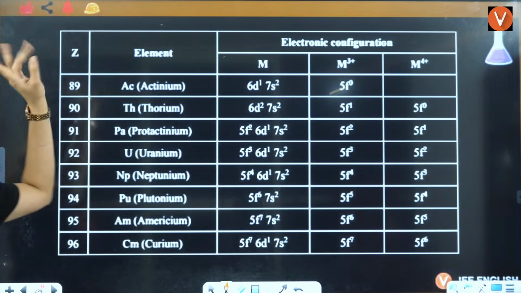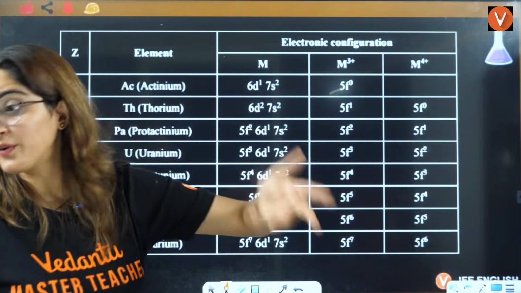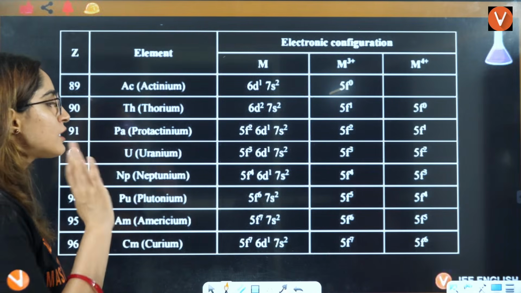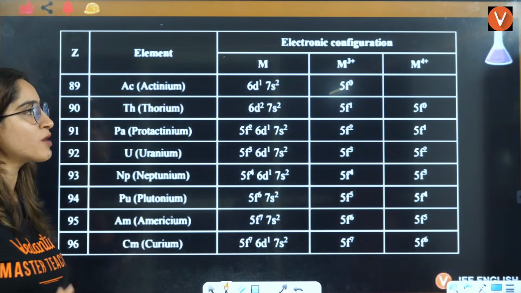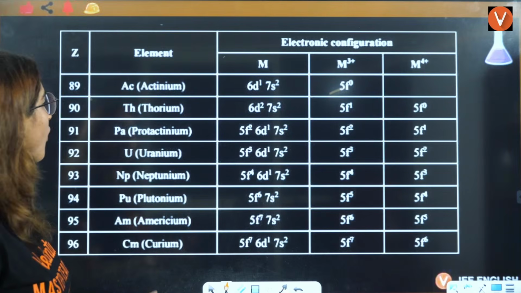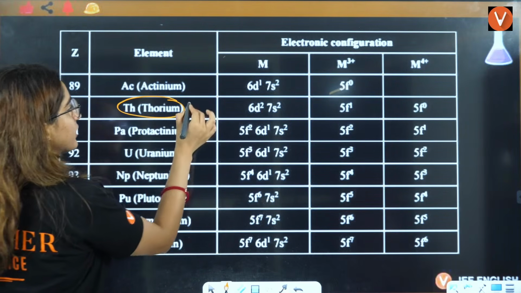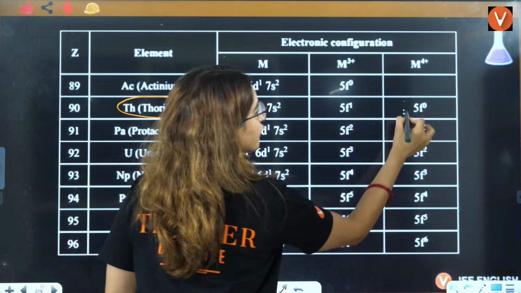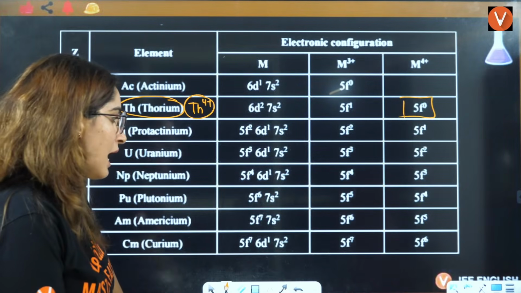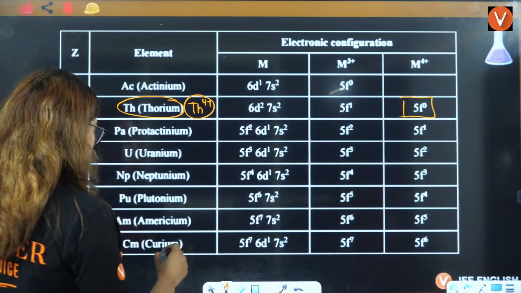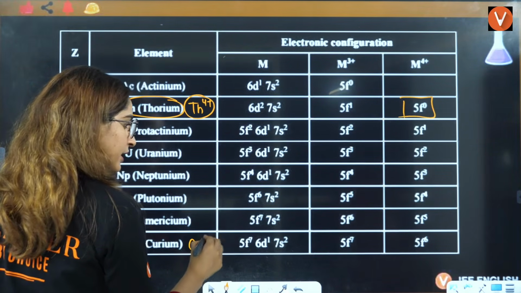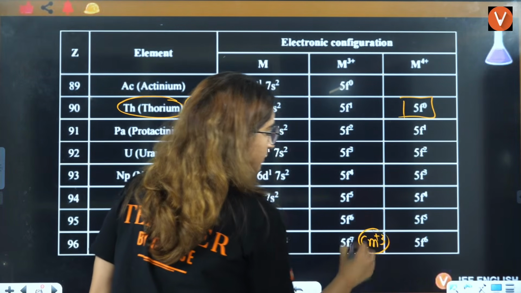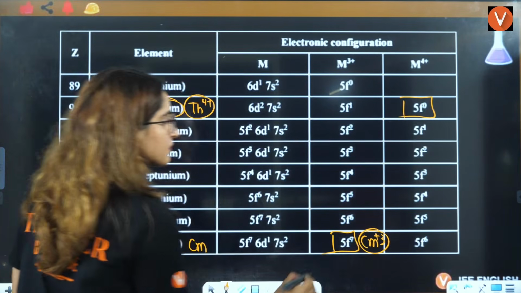Now, after remembering, this is your part. I can't force you to remember this, so you have to practice here. You don't have to remember all of these, just some important ones. Like you have thorium here. Thorium in +4 oxidation state is 5f0. And curium, that is Cm, in +3 oxidation state is stable. It is 5f7.